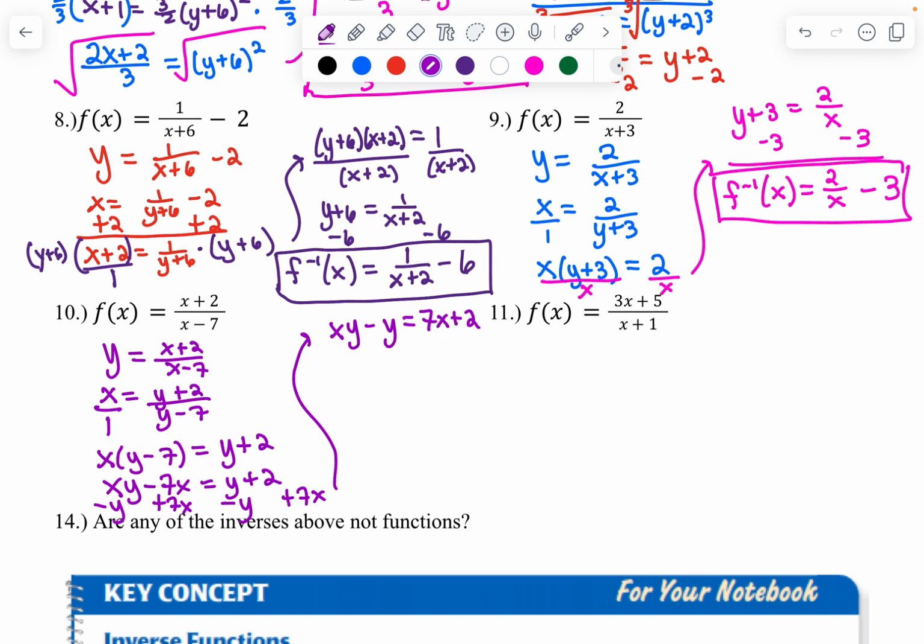I couldn't actually combine anything because none of them were like terms. I was just kind of swapping sides. So moving this over to the left, so it's now minus y. Moving this over to the right, so it's now positive 7x. But on the left, I now have a GCF. These two terms both have a y, so I can use GCF factoring. I can divide out the y, and I'll have x minus 1. So then I can finish solving by dividing by that x minus 1. So that's what y would equal, but again, I should go back to function notation and say f inverse of x equals 7x plus 2 divided by x minus 1.